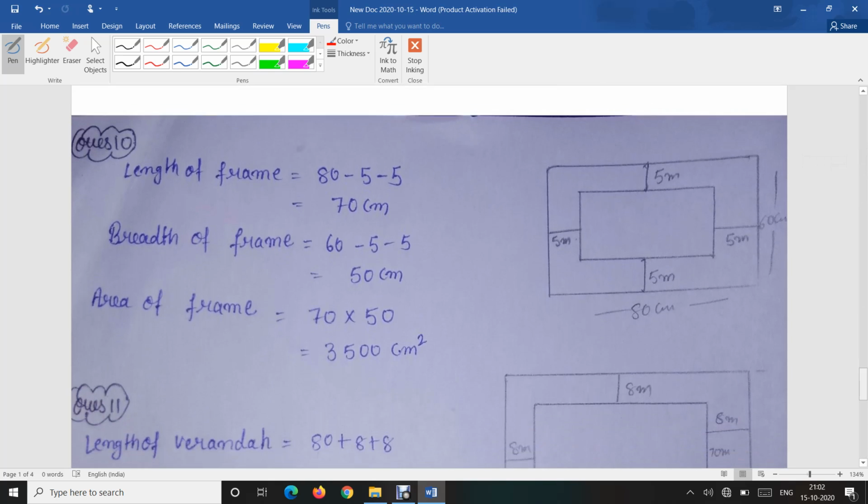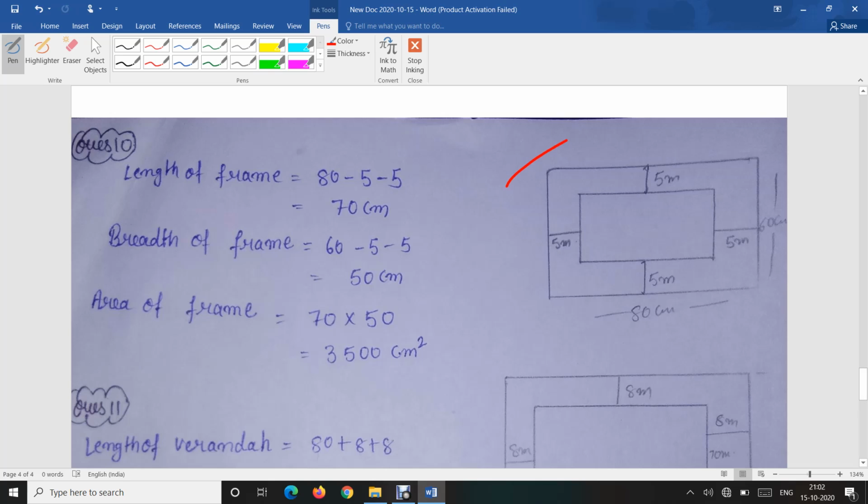Here it is. The diagram is clear to you. So you have to find out the area of this portion. First of all, you need the length. If the length from point A to B is 80, then you require the length E to F.